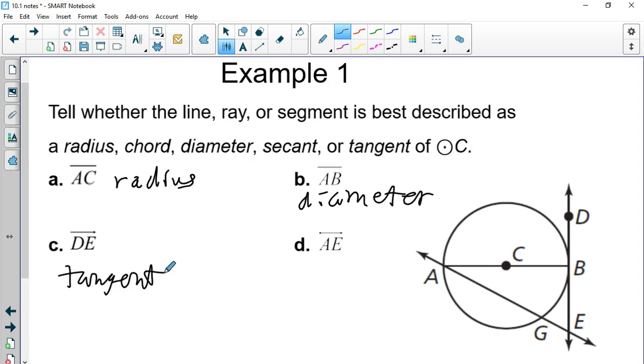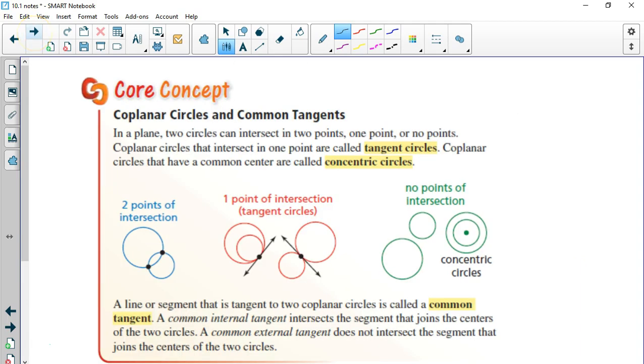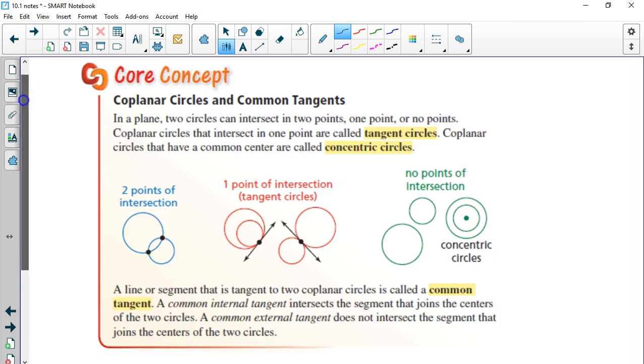And then conveniently, to get all of them in, AE goes through the circle. From the outside, through the circle, and out the other side. So that makes it a secant. A little vocabulary there. Oh, more vocabulary, yay.